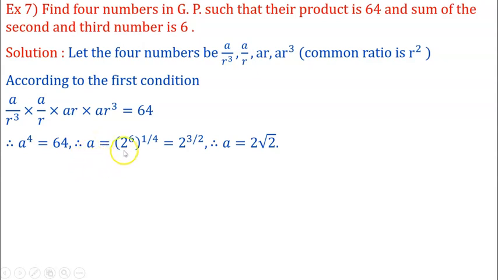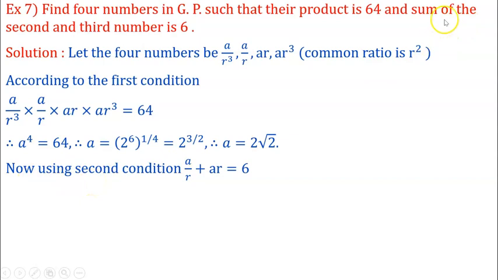you will get here a is equals to 2 raised to 6 and whole bracket raised to 1 by 4. Therefore 6 into 1 by 4, then you will get here 2 raised to 3 by 2. 2 raised to 3 by 2 means what? 2 into root 2, and hence a is equals to 2 root 2. Now using the second condition, what is the second condition? Sum of second and third number is 6. a upon r plus ar is equals to 6.